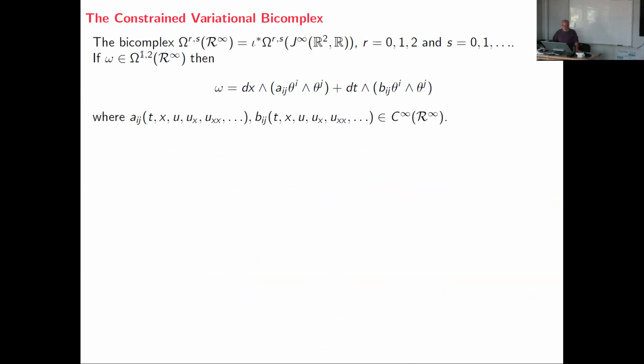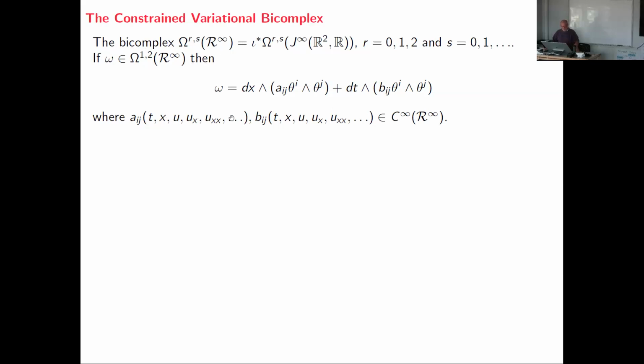So that's a 1 horizontal and 2 vertical. So what do they look like? They have a dx and some kind of a 2-form which involves only the contact forms, a dt, 2-forms that involve contact forms. That would be a differential form on this infinite equation manifold.